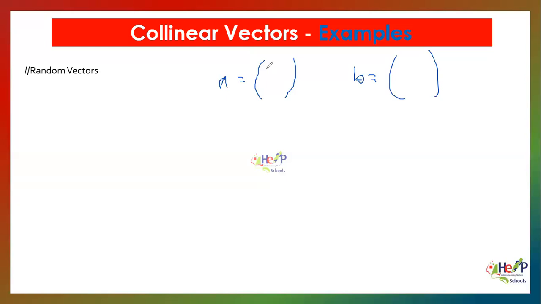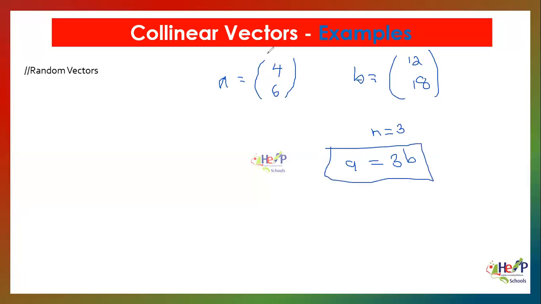This is Ruth. Which values do you have here? 4 and 6. Yes, 4 and 6. And this one can be? 12 and 18. And so the constant is 3. Yes. Such that you can write A is the same as 3B. You would have showed that they are collinear. Because of time, I may not try that out so much.